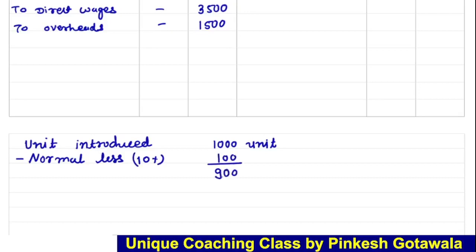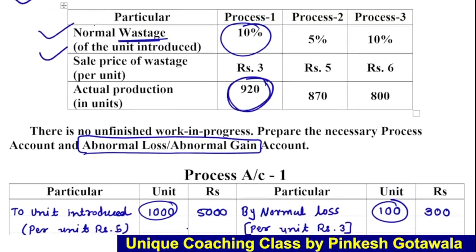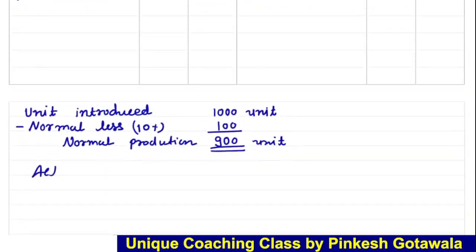So how much production do we get? Normally 900. We introduced 1000 units with a 10% loss, so normally we must get 900 units of production. Now let's see how much actual production we get. Actually we get 920 in process 1.